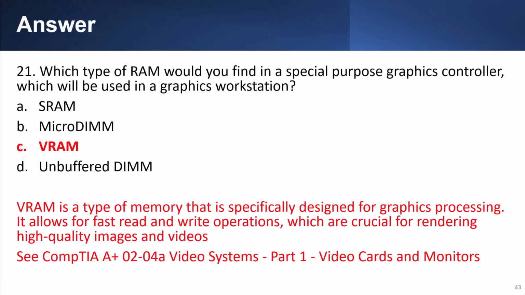Answer: VRAM. VRAM is a type of memory that's specifically designed for graphics processing. It allows for fast read and write operations, which are crucial for rendering high-quality images and videos.